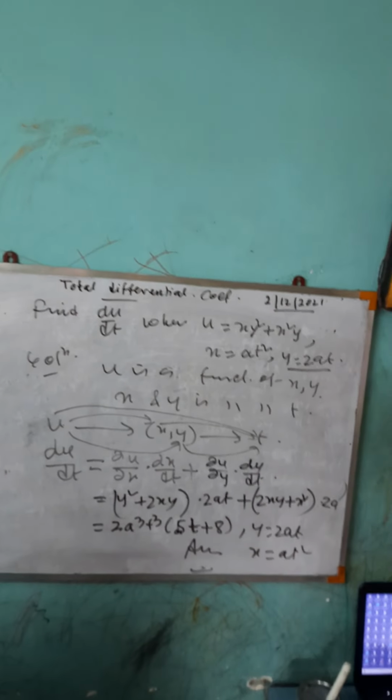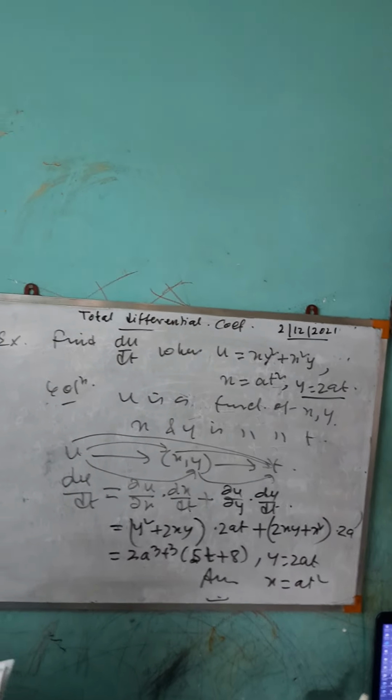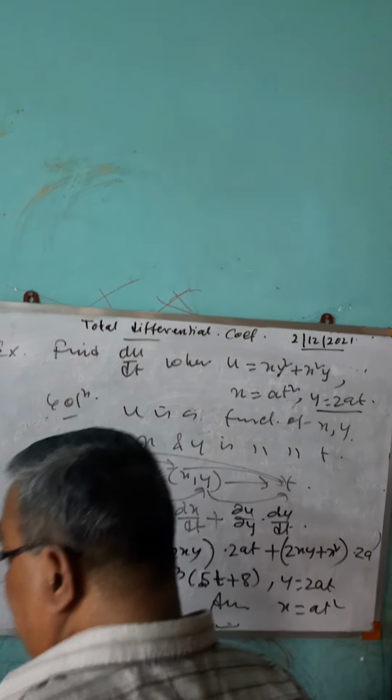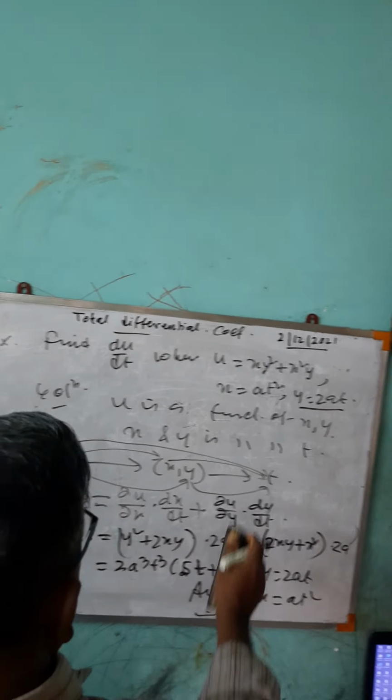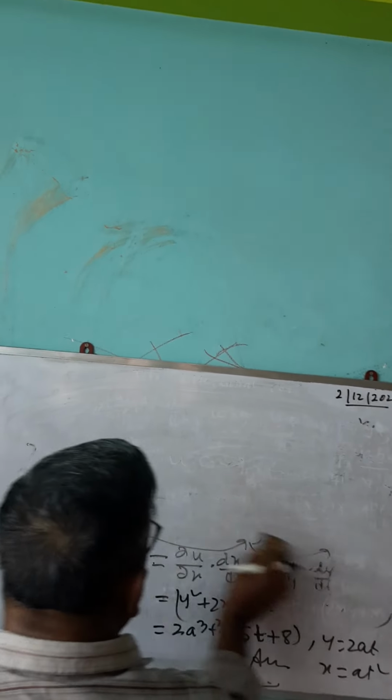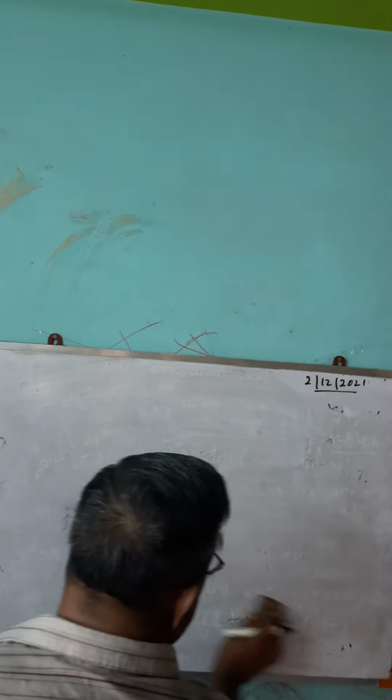Here I have given so many sums of total differentiation, and now the last sum, another thing. This is a new type of total differentiation, that is the implicit function. This sum is very, very important for the exam. This one is just the last one.